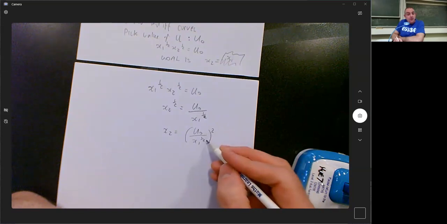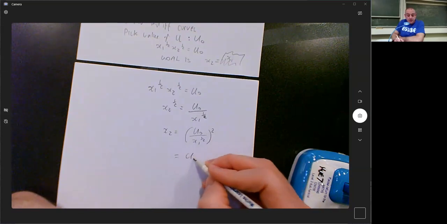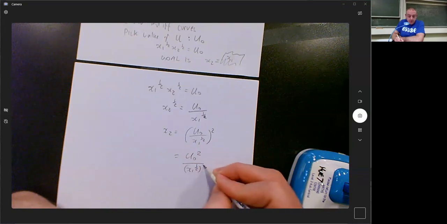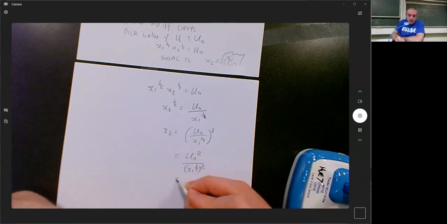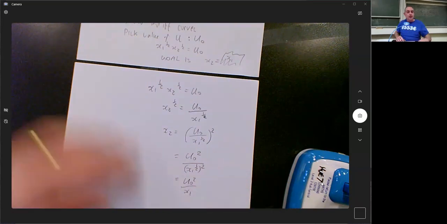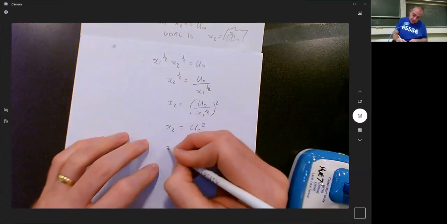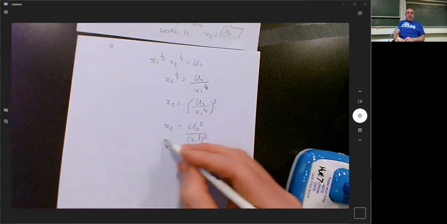But I could also, powers interact with division by doing each bit separately. I can do that. So that's the same as u0 squared divided by x1, like that. So I can keep the x2s there so it's easy for me to process. Now it looks like this.